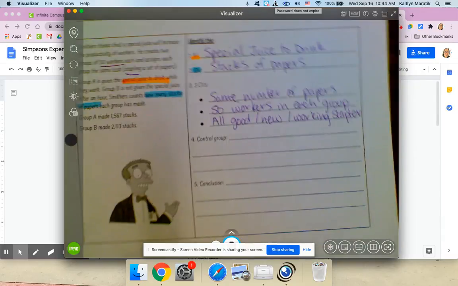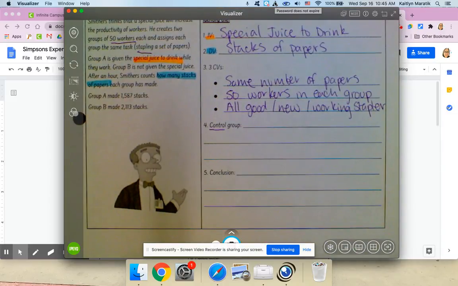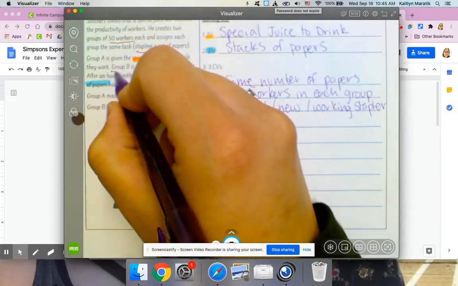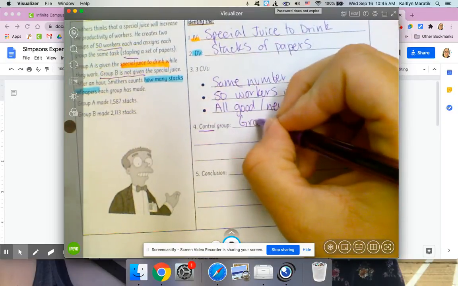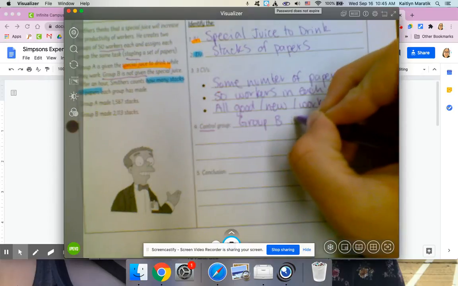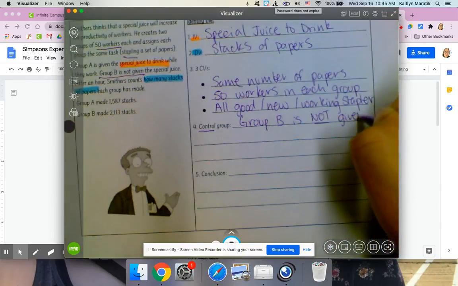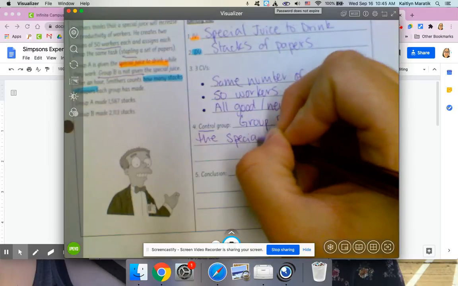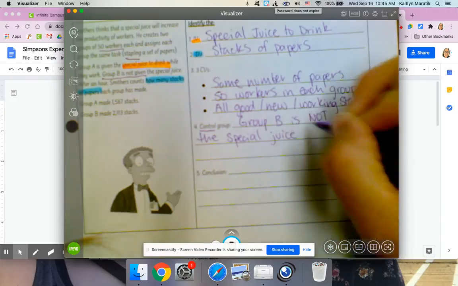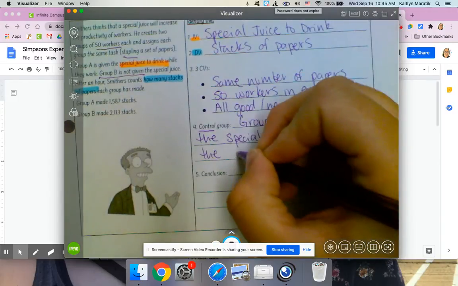So what is our control group? Our control group is something that is not getting anything new. So group B here is not given the special juice, and is the control group.